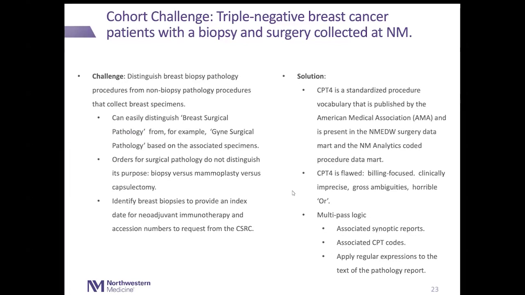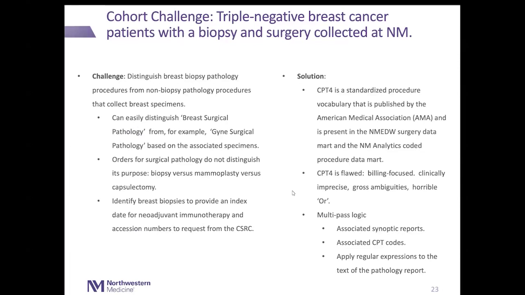Next challenge is distinguishing breast biopsy pathology procedures from non-biopsy pathology procedures that collect breast specimens. We can easily distinguish breast surgical pathology from, for example, gyne surgical pathology, because we can look at the associated specimens. In the pathology data mart, there's a specimens table that hangs off of the pathology case table, representing the different specimens collected on the case. At the level of the pathology case, it's just an order for surgical pathology, but if you look at the specimens, that'll tell you this is a breast surgical versus a gyne surgical pathology.